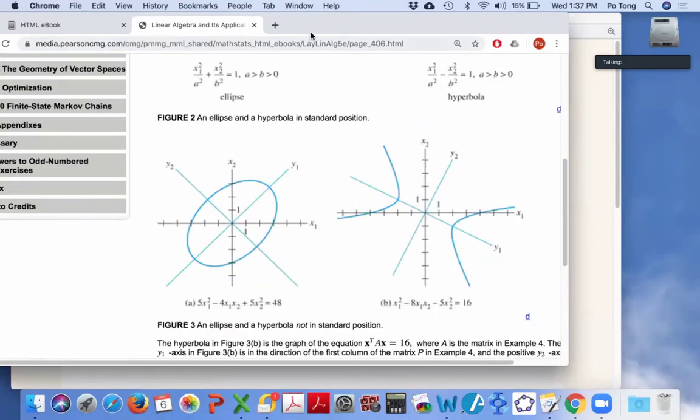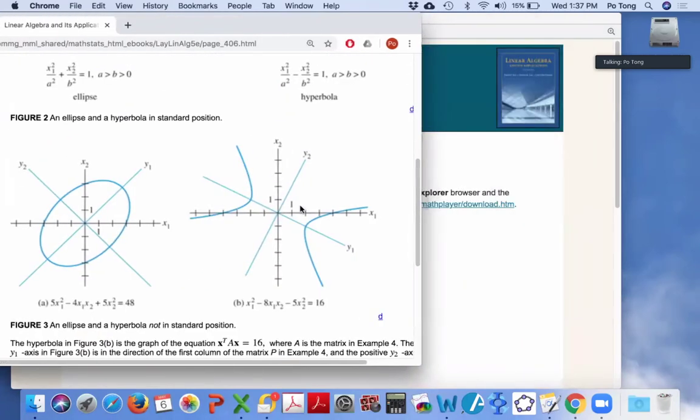This is the picture I want to look at. Can you guys see my desktop? Are you able to see my desktop? Yes. So this is what happened.